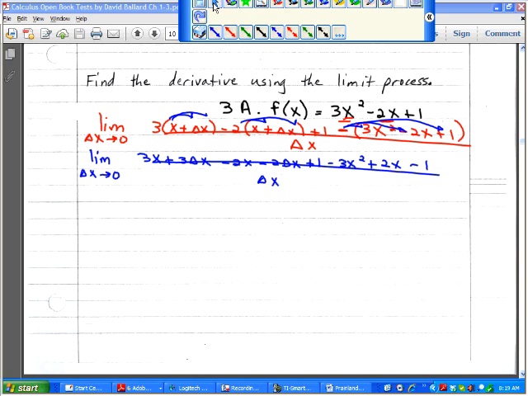Now, again, everything that does not have a delta x attached should have a partner term that will cancel. I'm not seeing a cancellation for 3x, and so I'm looking for a mistake, so you know why I paused.